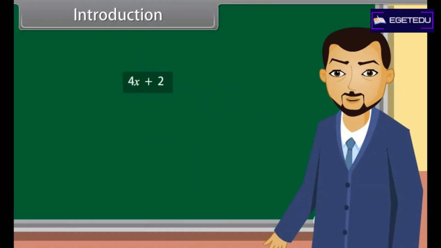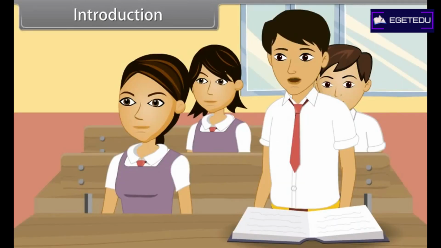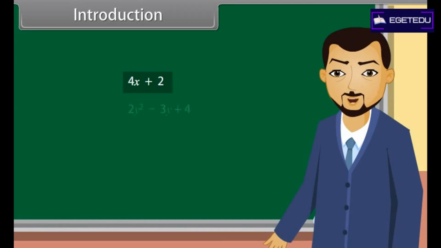Students, look at this polynomial. What can you say about this? This is a polynomial in the variable x of degree 1. You're right. Similarly, 2y² − 3y + 4 is a polynomial in the variable y of degree 2.